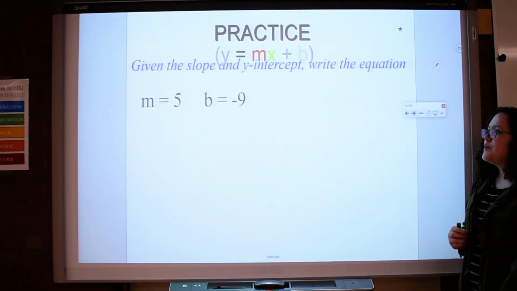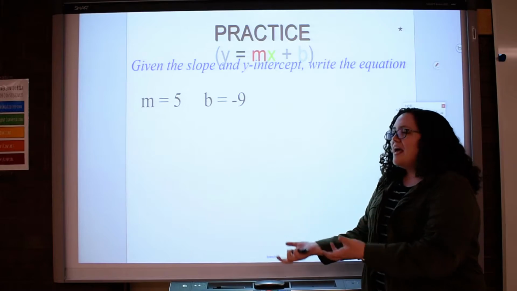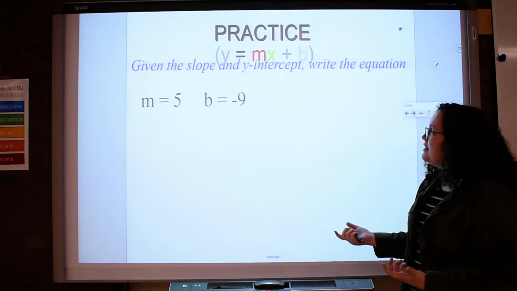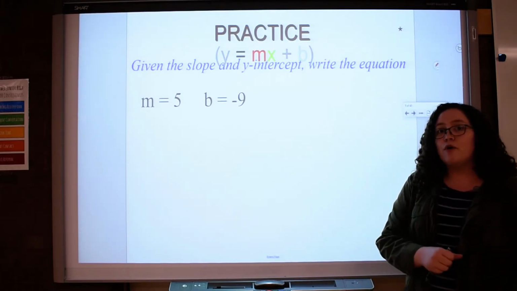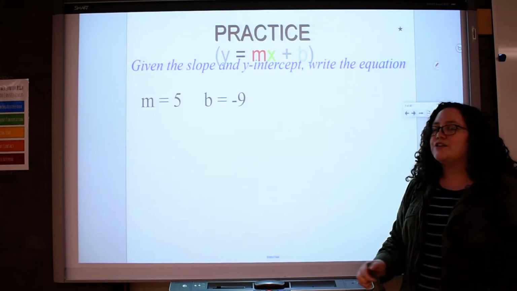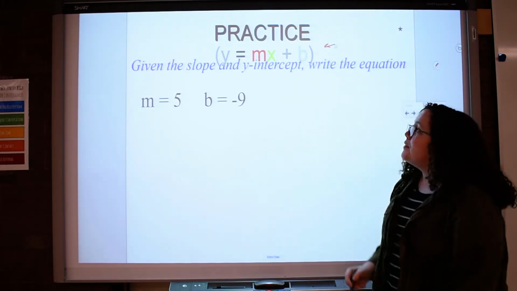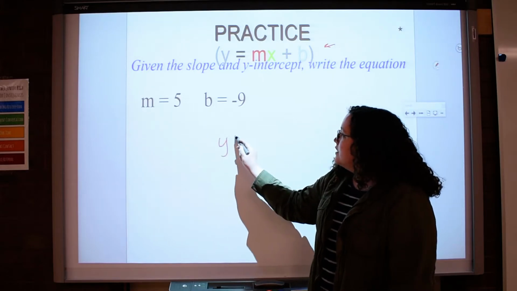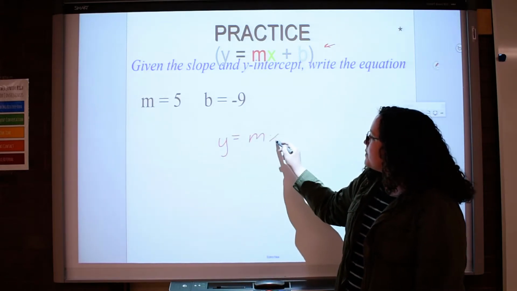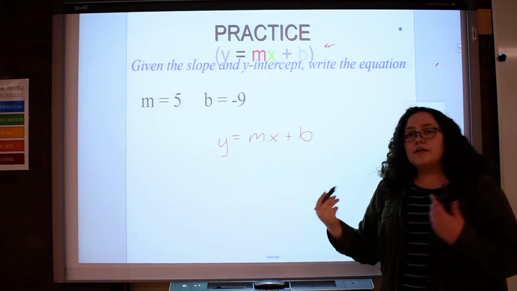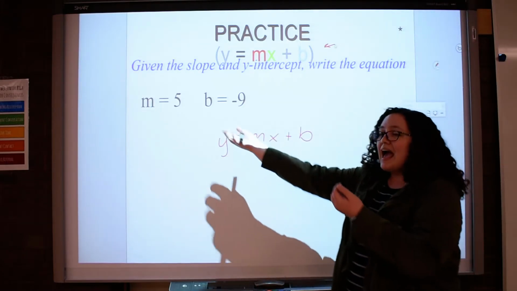Okay, now let's switch it up a little bit. I'm giving you the m and the b, and you have to put this in slope-intercept form. You need to put this as your equation. Luckily, we have our little reminder right up here, so we've got y equals mx plus b. All we are going to do is replace the two parts with the things that we have been told.